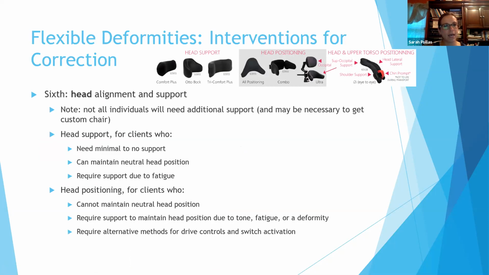And then lastly is head alignment and support. The image up here, these are really fancy headrests. I'm not going to spend time going into these necessarily, but I just wanted to give you an idea of the different shapes of headrests. If you're trying to configure something that would be supportive, these are the shapes you kind of want to get if possible with the materials you're using. Remember that I said before that not all people need head and neck support, especially after you correct their spine. You should be able to tell if they can hold their head upright without any support.